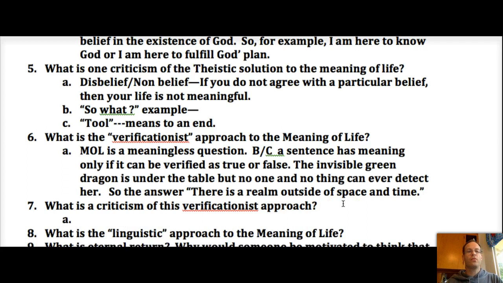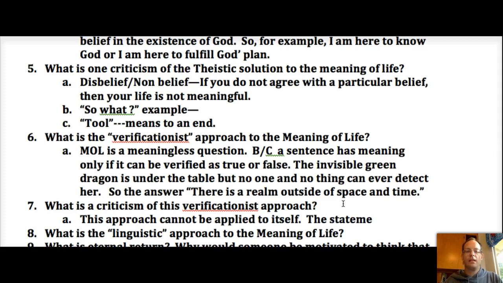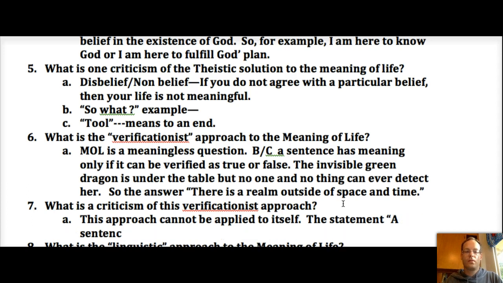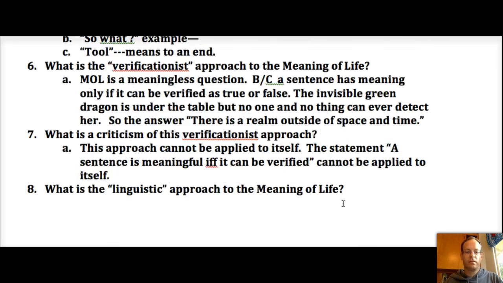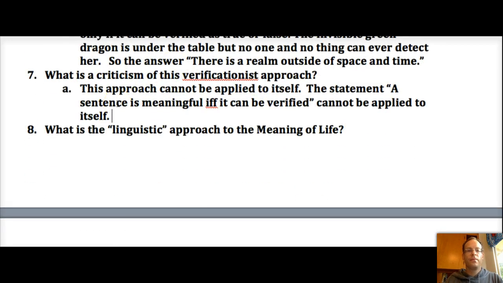Now, criticism of this approach. This approach cannot be applied to itself. The statement, a sentence is meaningful if and only if it can be verified, cannot be applied to itself. Thus, the approach is inconsistent.